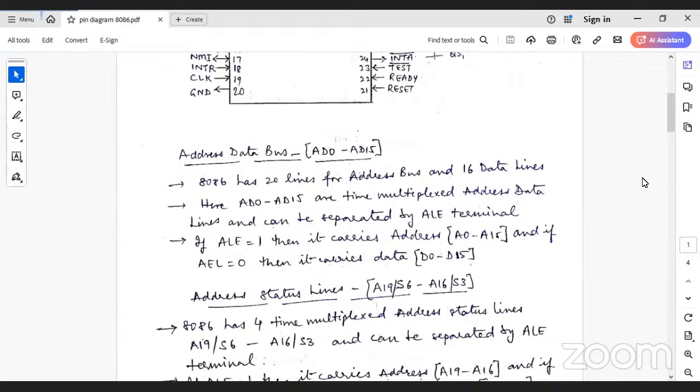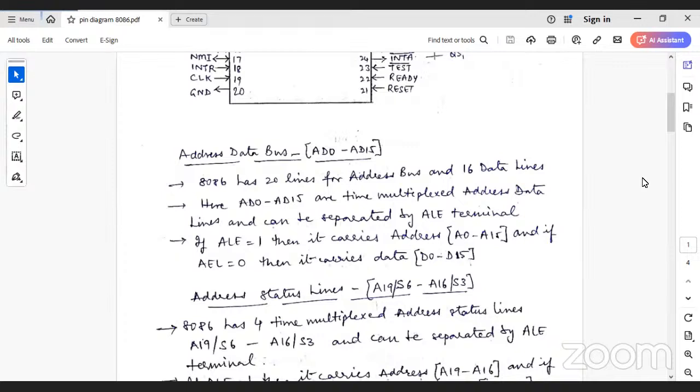So in the first time cycle, the lines will carry the address. In the second time cycle, it will carry the data information on that same lines. So that is why, when it has to take address and when it has to take the data, there is also one more signal which is known as ALE, address latch enable. This particular signal you have come across even with the 8085 processor also.